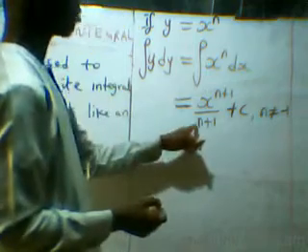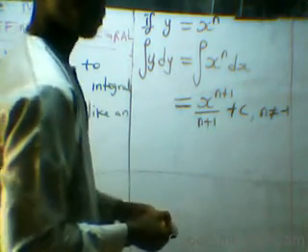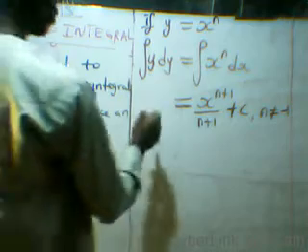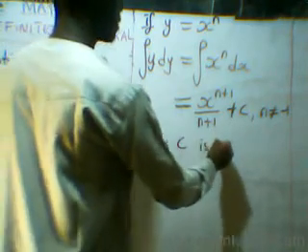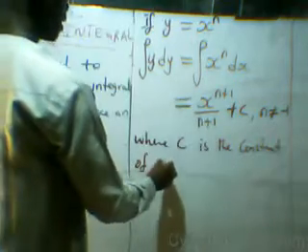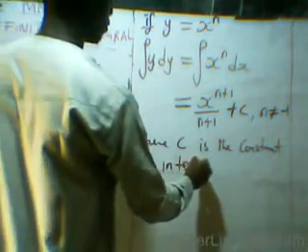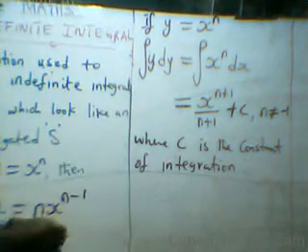Because if n is equal to minus 1, you have minus 1 plus 1 which will be 0, and you have undefined. So it's not possible. So, of course, I will say where c is the constant of integration. So that is that.